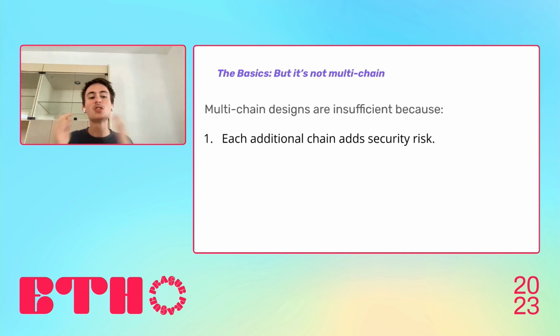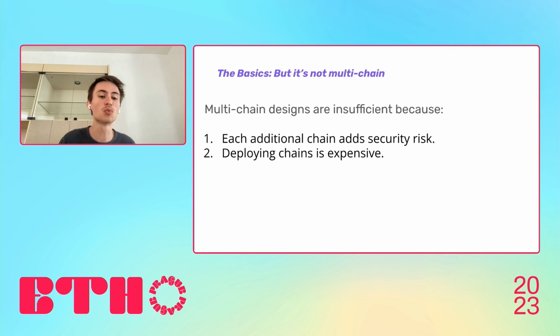In traditional multi-chain designs, each chain is different. Each chain has its own validator set. It adds its own security risk. But as you bridge across all of these chains, it compounds that risk. That means that bridging from chain A to chain B to chain C is non-fungible with bridging from chain A directly to chain C. So that's a real big problem.